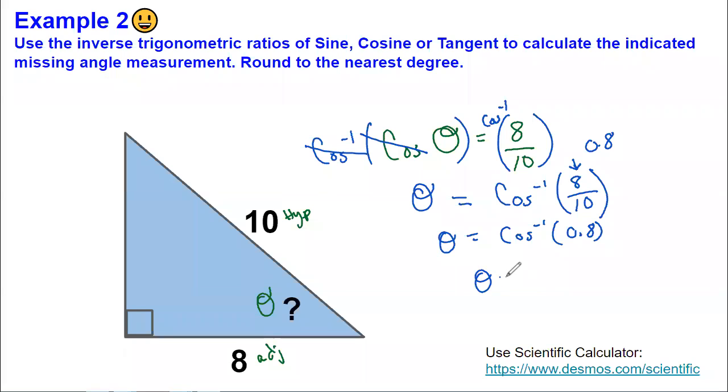And therefore theta equals 37 degrees. Don't forget your degree sign.